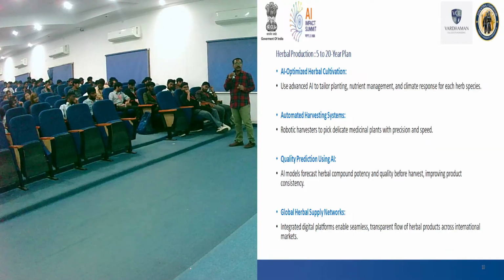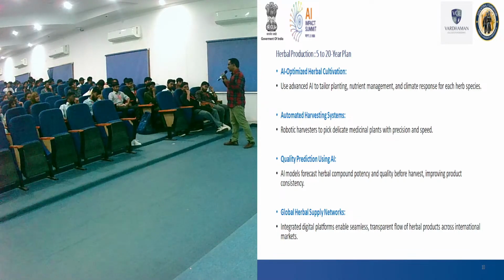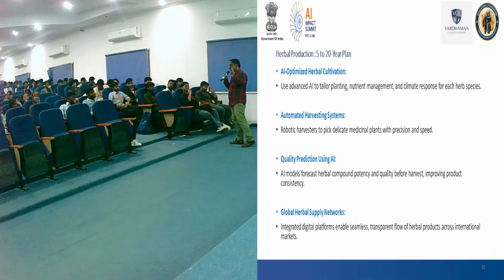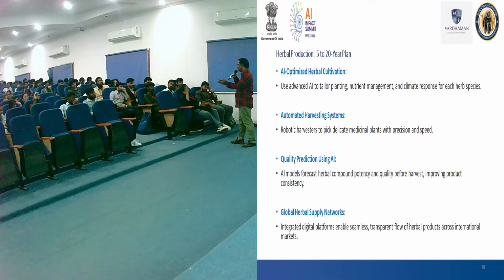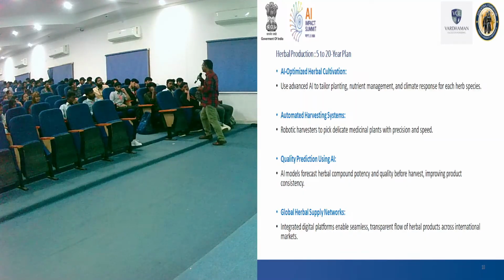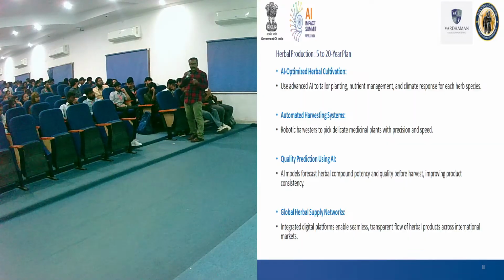That's the 5 A's. Automated harvesting system. After cultivation, we go to harvesting. We discussed one robot that plucks fruits, right? Similarly, robotic harvesters pick ancient medicinal plants with precision and speed.